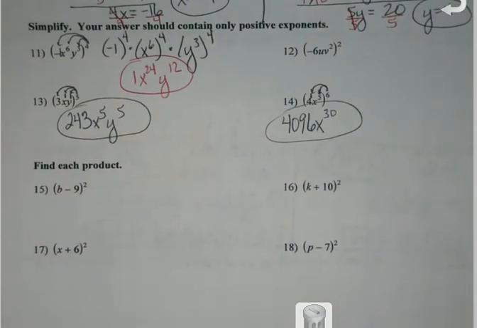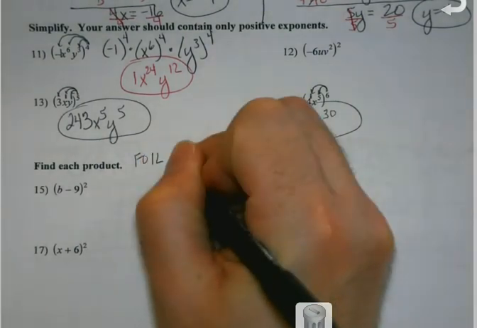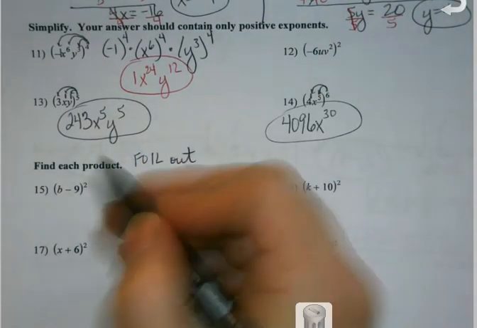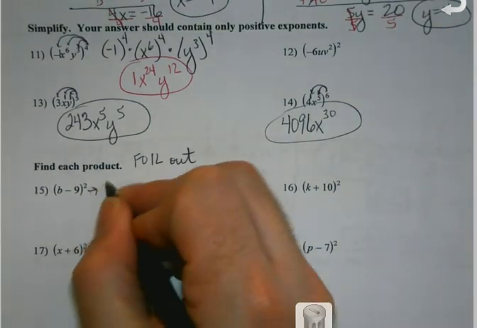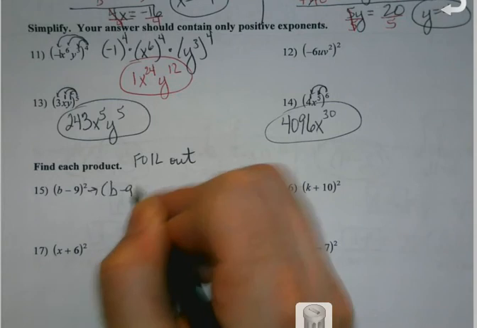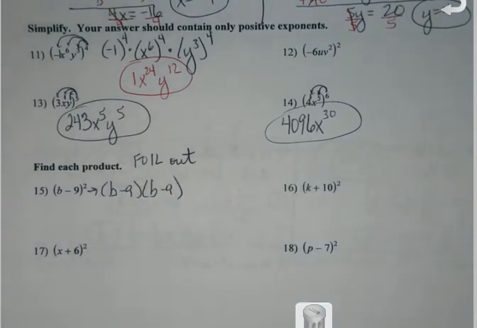Okay, find the product. We need to FOIL these out. I can't just distribute the squared and call this b squared plus 81. It just doesn't work that way. So the b minus 9 squared means there's 2 of these. And this is going to come in handy in a couple of days. We're going to be doing vertex form to standard form, and here's one of the things we're going to have to do.